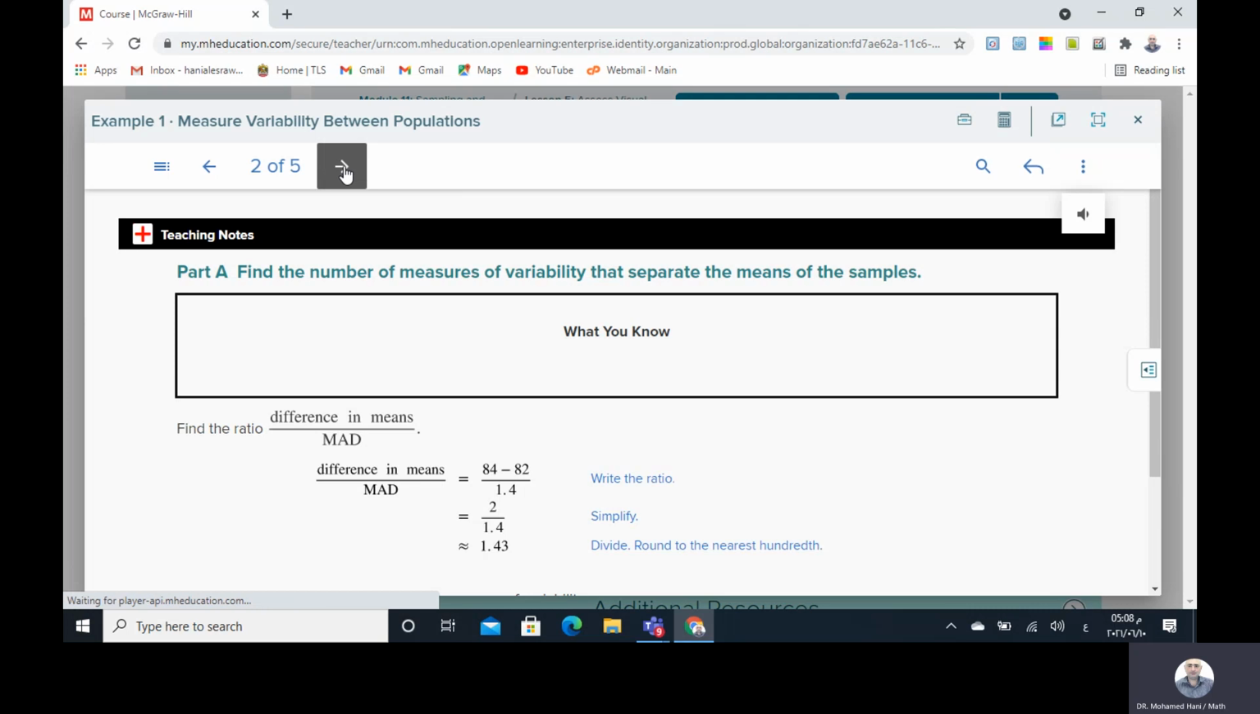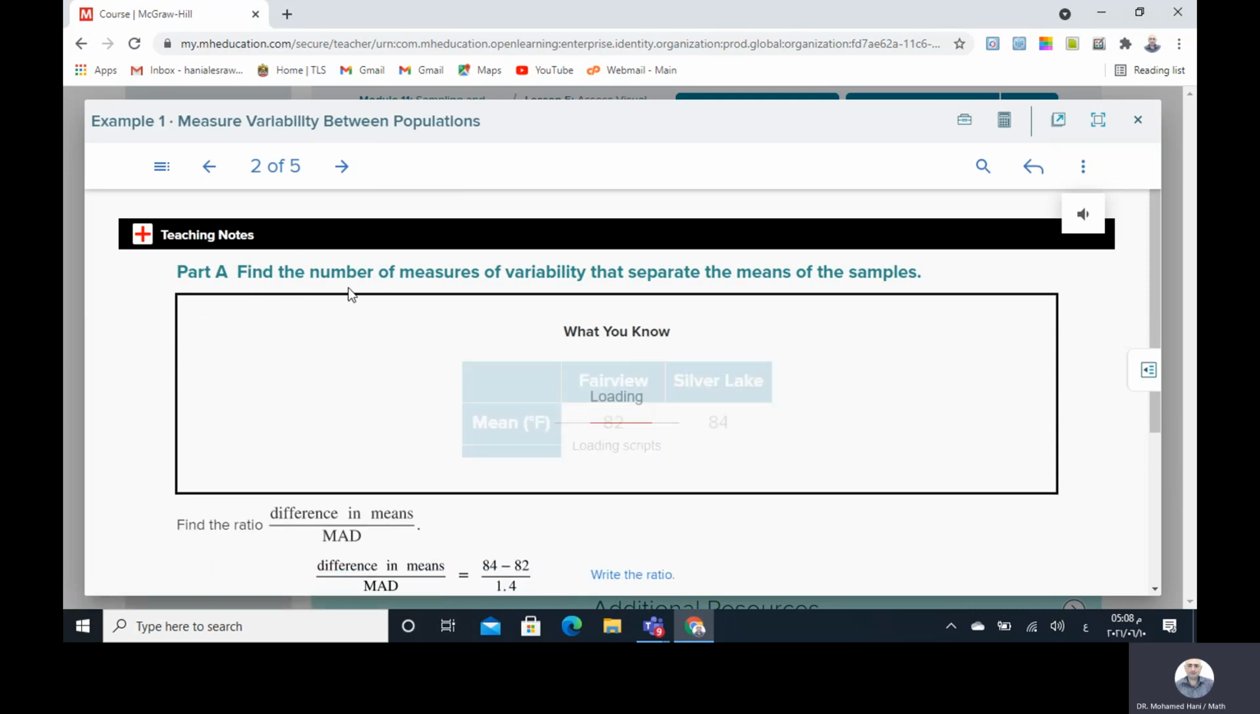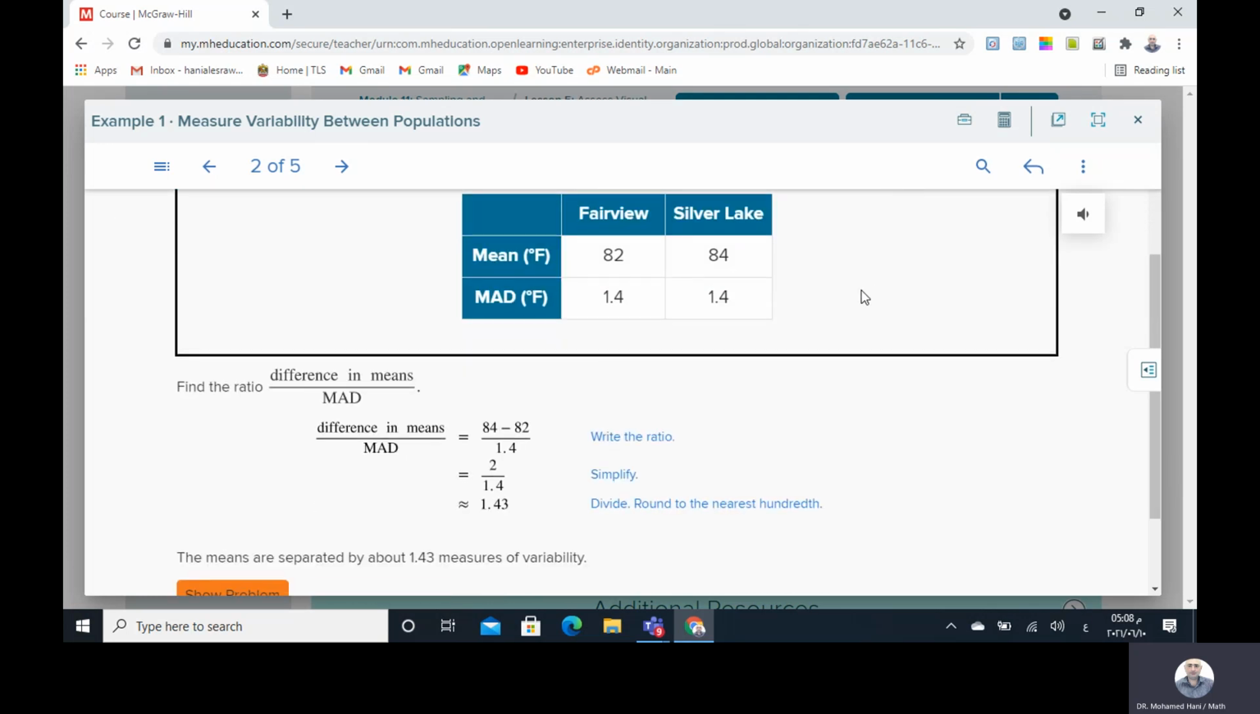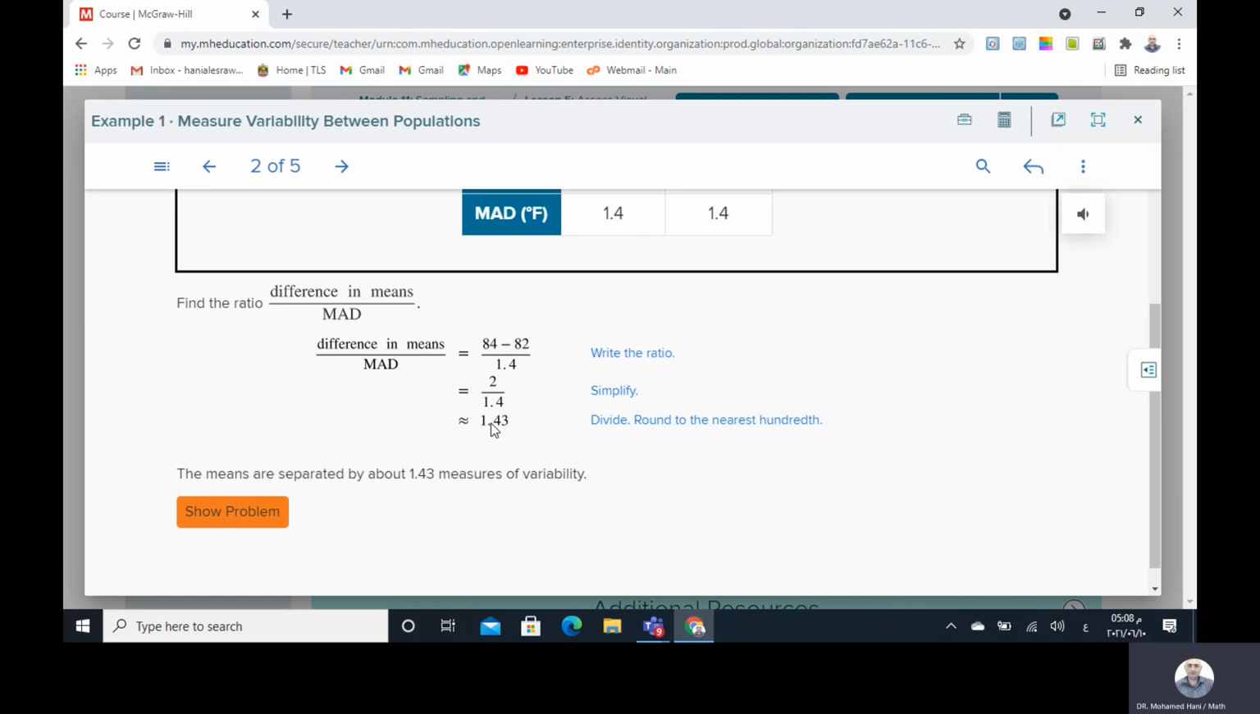So what do we do to compare? The first step, find the number of measures of variability that separate the means of the samples. We have here the two means. Find the difference, 84 minus 82, and divide by the mean absolute deviation. So it will be 2 divided by 1.4, which is about 1.43. So the means are separated by about 1.43 measures of variability.